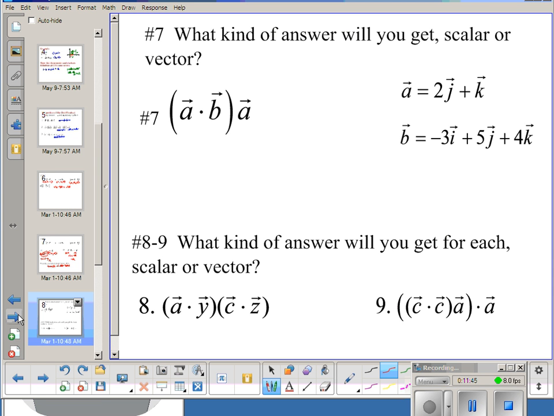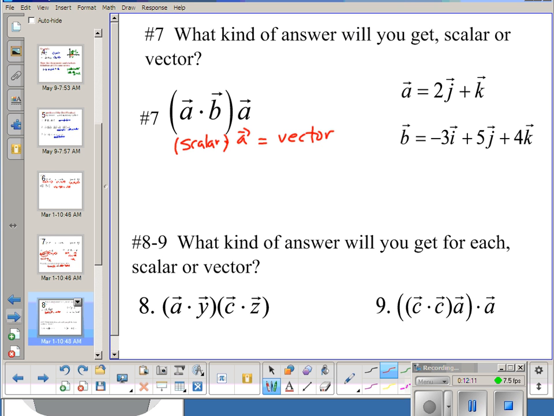So here we have a dot b times a, and I'm not maybe going to do these, but let's see what kind of answers we should get. When you do a dot b, you are going to get a scalar, and when you multiply it times a vector, you are going to get a vector answer. And maybe we will quickly do this. It shouldn't take very long.